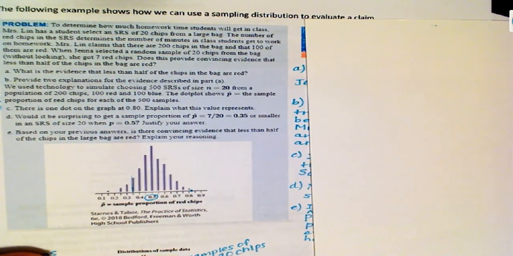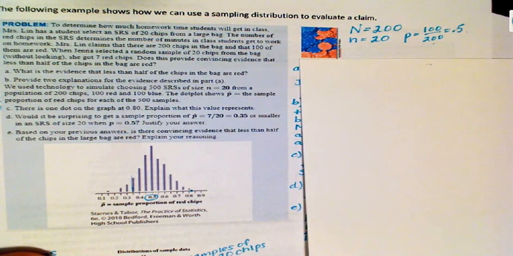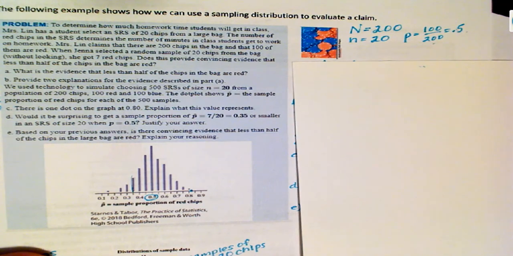So you might think, well, part A is, what's the evidence that less than half of the chips in the bag are red? Why would you even question that? A lot of times when I'm working these problems, we'll answer that question in just a second, I'll go and denote everything.